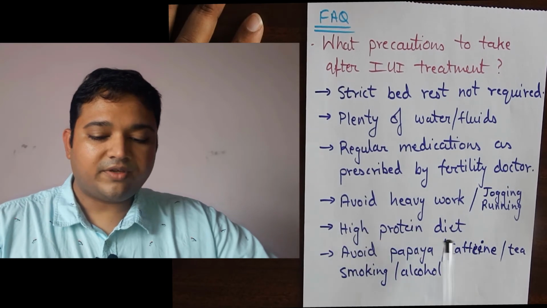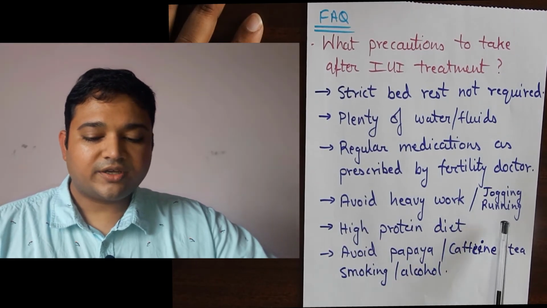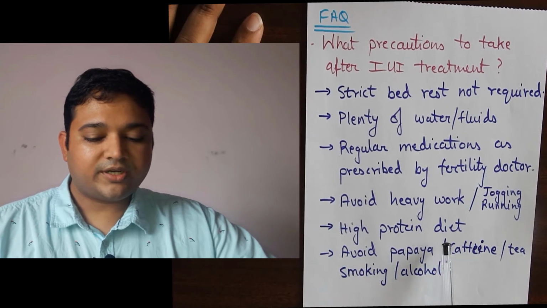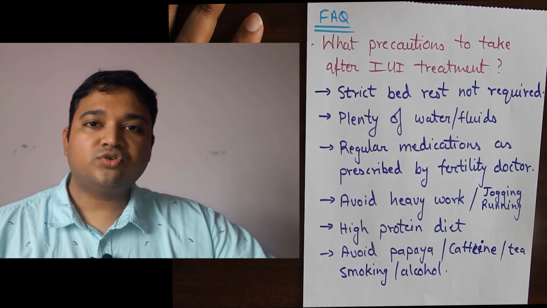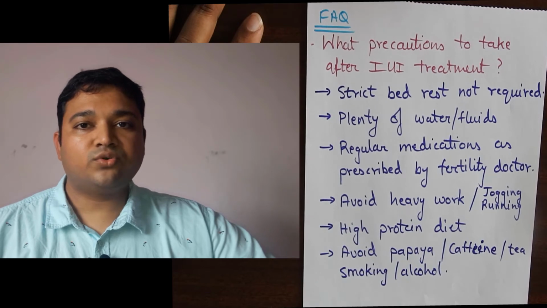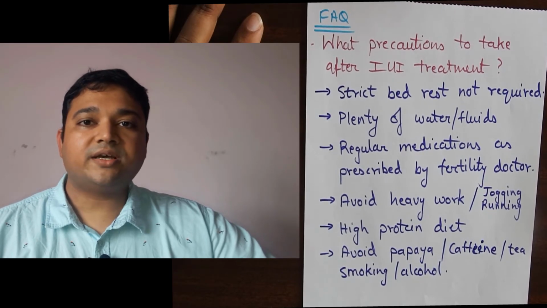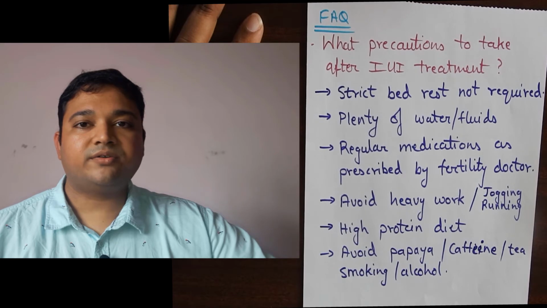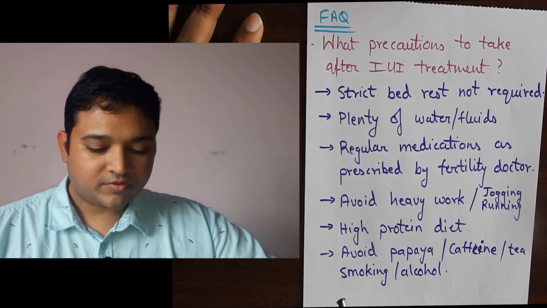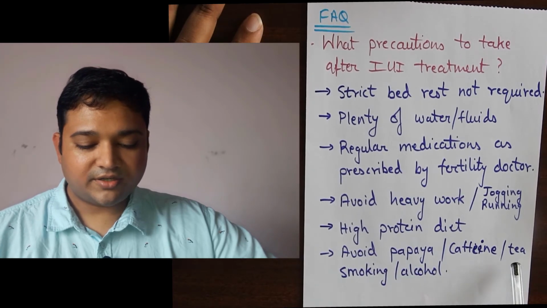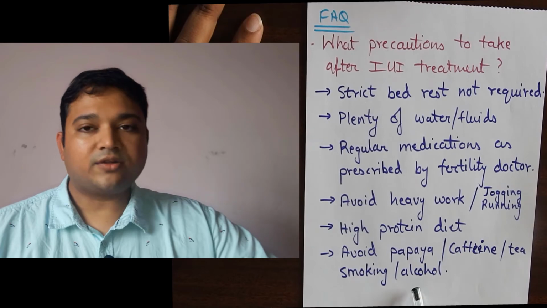She should avoid heavy work, hard work, jogging, running or high impact exercises. We recommend a high protein diet. In case the lady consumes non-veg food, we recommend her to have boiled eggs with the yolk removed. That is, she can take only the egg white, maybe 2 to 3 egg whites per day every day. If the lady is a strict vegetarian, we recommend her to eat badams or almonds. We strongly recommend to avoid papaya, caffeine and caffeinated drinks, tea, smoking and alcohol.